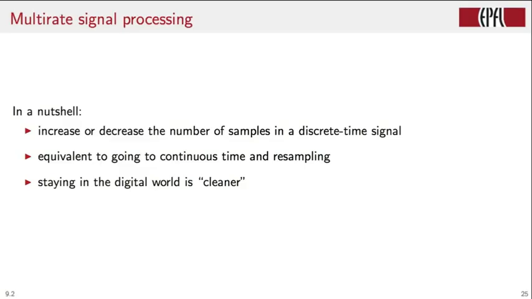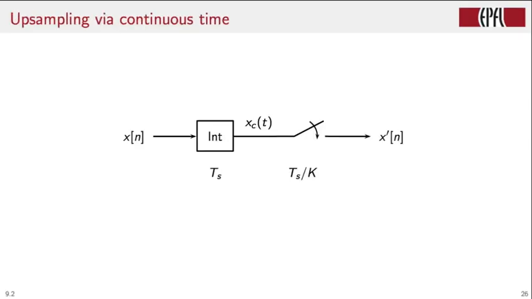Let's consider the upsampling operation, which is really what we're interested in. And let's look at how to do this, going through an interpolation and resampling operation first. So we have a discrete time signal here. We interpolate with a given period Ts, we obtain a continuous time signal, and then we sample this continuous time signal with a period that is K times smaller than the original interpolation period. And we obtain another discrete time sequence here.